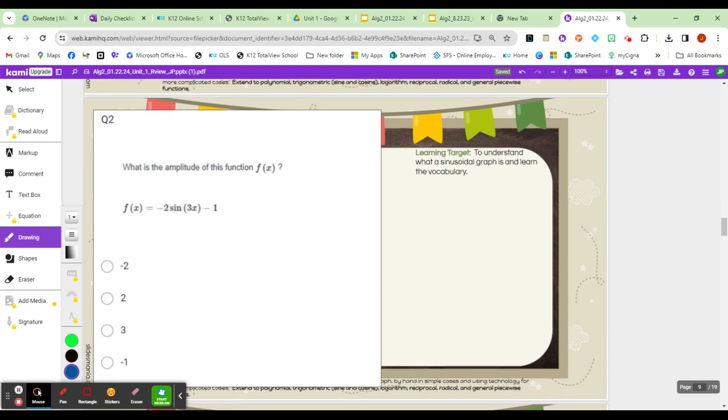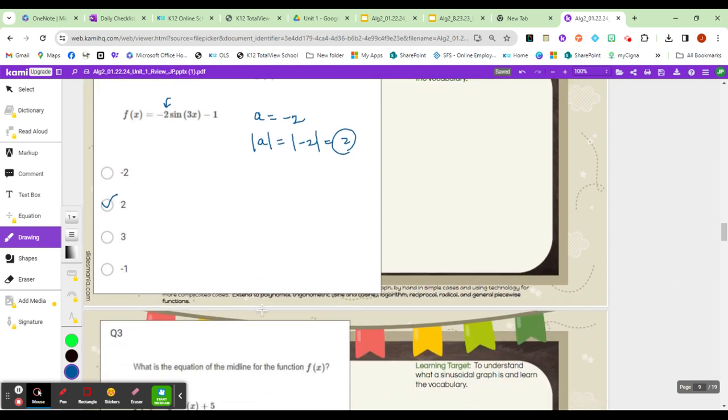Number 2, what is the amplitude of this function? You take your A value. So our A value is -2. We always take the absolute value of A to find the amplitude. So that's going to be the absolute value of -2, and that's going to be +2. So we would check the second answer.